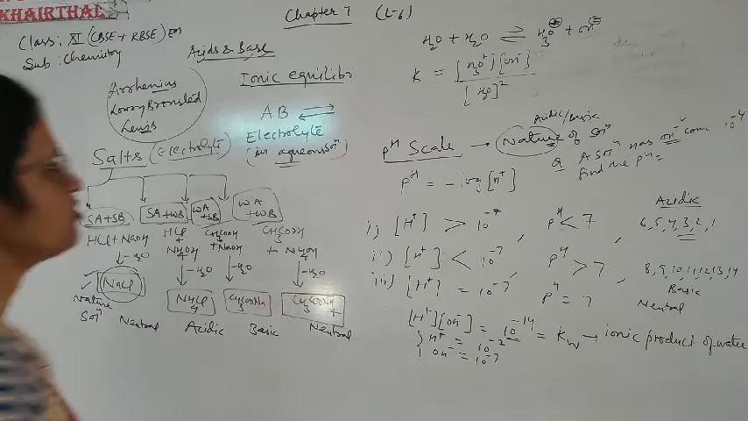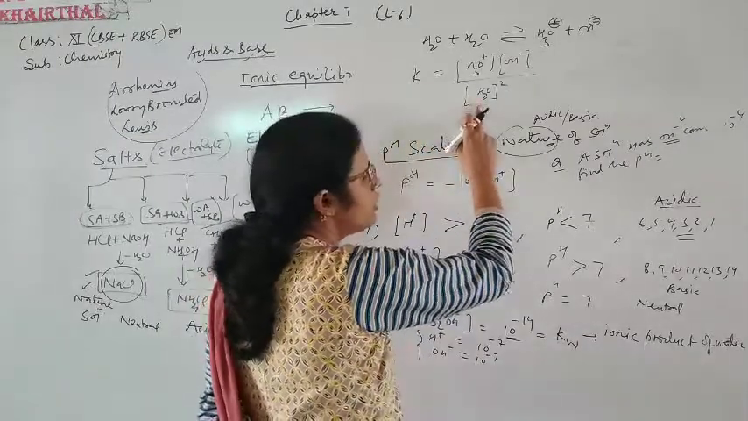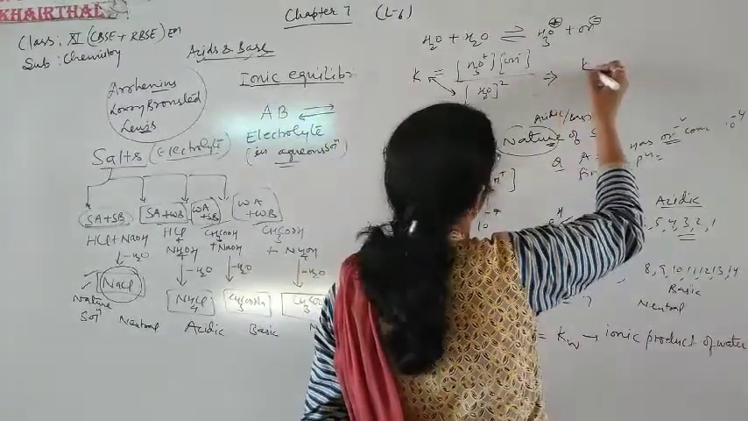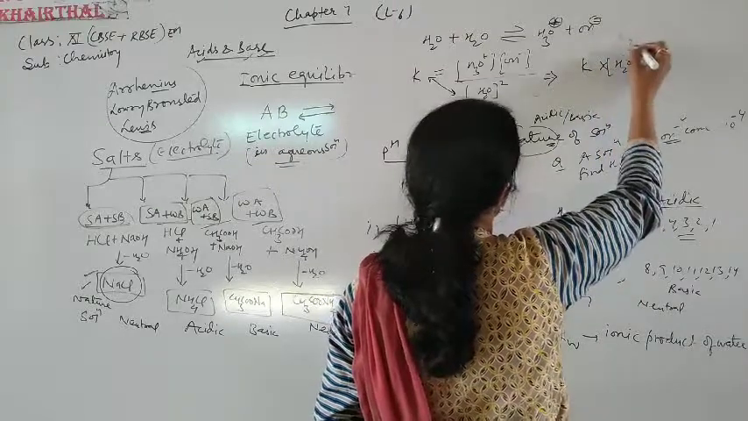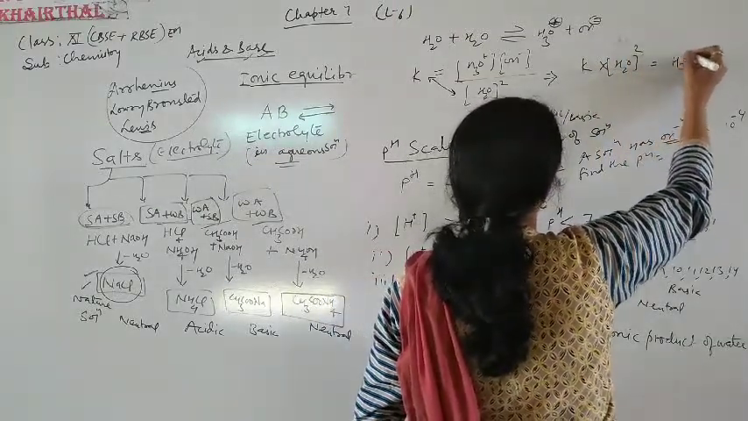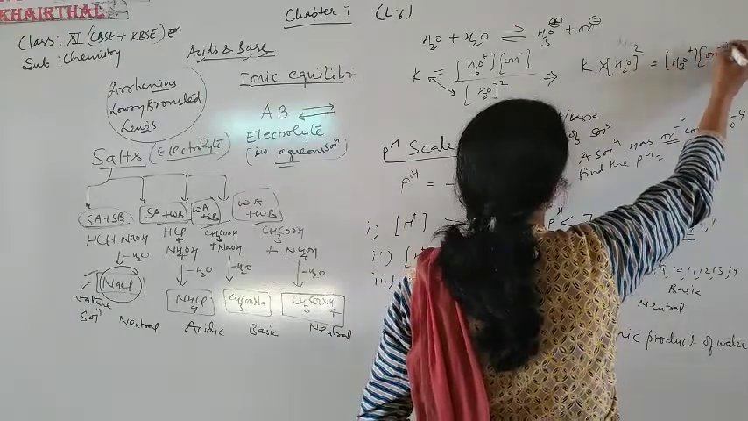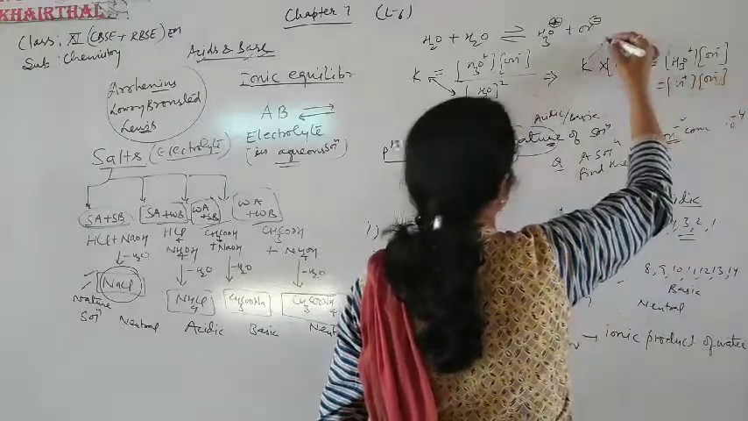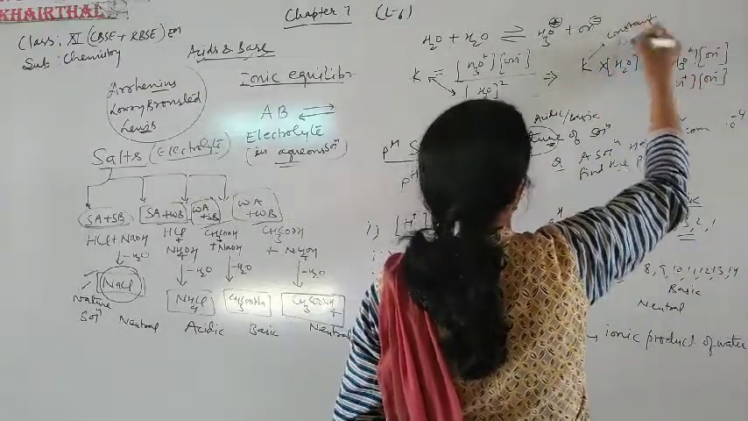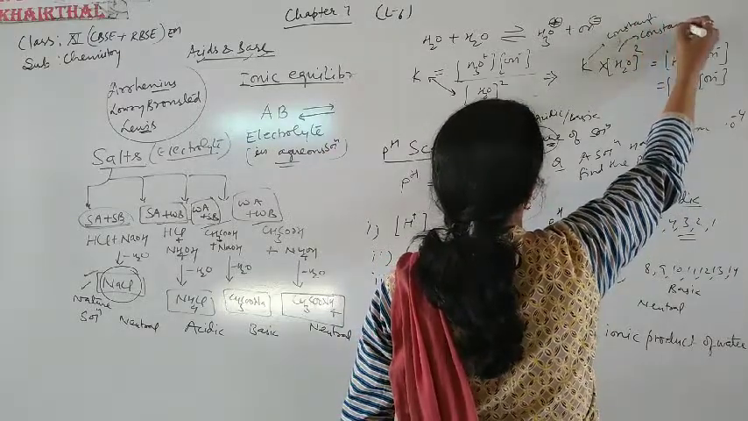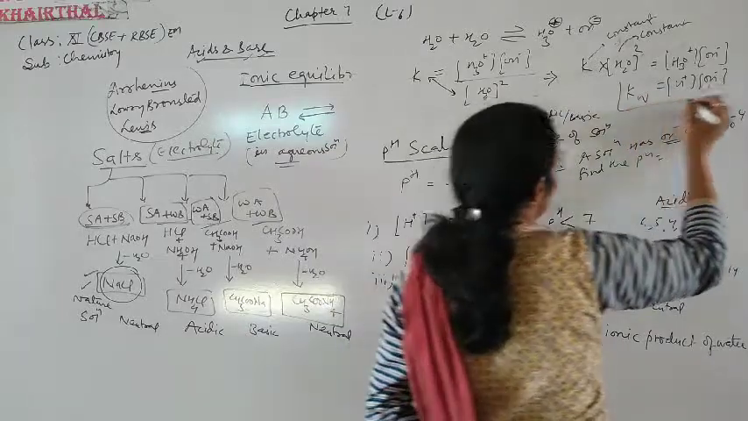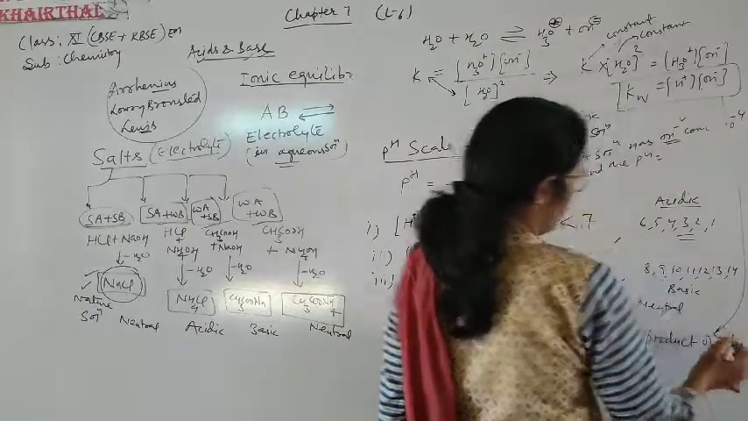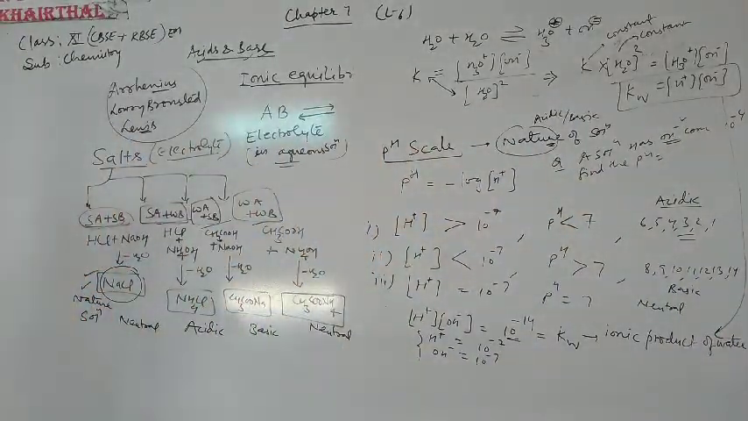So it is the equilibrium constant, and the concentration of water remains constant. So when we cross multiply, K into H2O whole square is equal to hydronium ion times OH- ion, and hydronium ion can be written as H+ ion, and this is constant and it is also constant. So a new constant arises, that is Kw. So what is Kw? Kw is the ionic product of water. Clear?